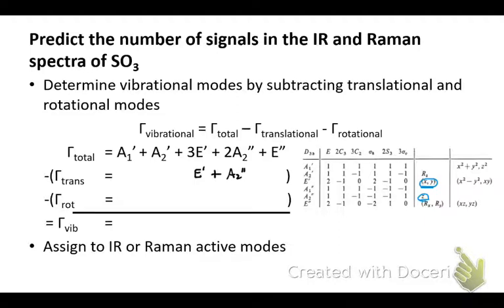We can do the same thing for the rotation. The rotational modes have the same symmetry as the R functions, so RZ, RX, and RY. So we can subtract off an A2 prime mode, that A2 prime mode in our reducible representation is the rotation around the z-axis. And then the E double prime mode was the rotation around x and y.